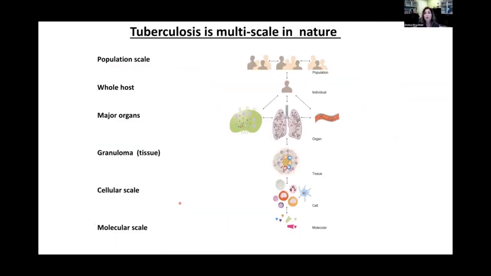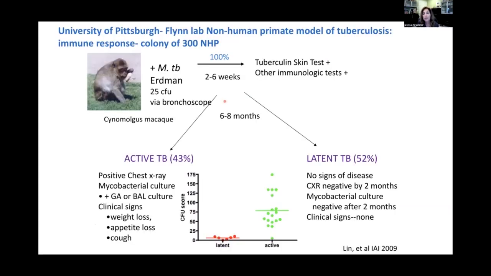It's incredibly important to realize that most infectious diseases, specifically TB, are highly multiscale. I've talked to you about the granuloma scale, but clearly events at the cellular and molecular scale are involved, as are major organs: I showed you the lymph nodes and cells traveling through blood. Of course, there's the whole host, and then what's happening at the population scale. I'm just going to mention briefly, we have an animal model. We have a colony of 300 monkeys supported by the Bill and Melinda Gates Foundation that has a beautiful 50-50 split between active and latent TB that we use to parameterize, validate and calibrate our models.